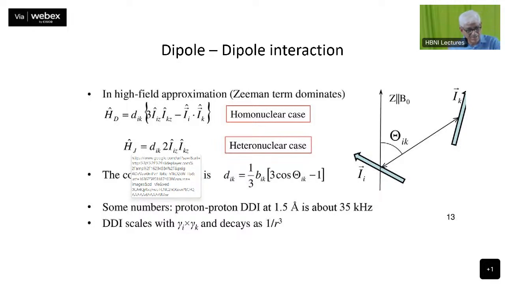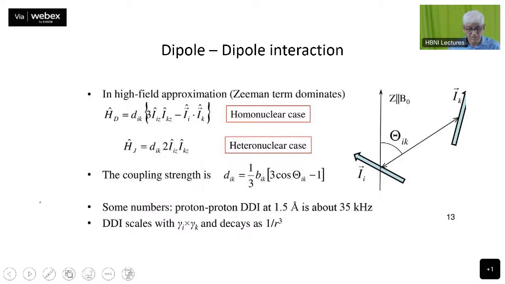The constant DIK present here is proportional to this angle. This is the angle that the vector connecting the two spins makes with respect to the z-axis, because the magnetic field B0 is considered to be parallel to the z-axis. So it depends on the distance, and it depends upon this angle.